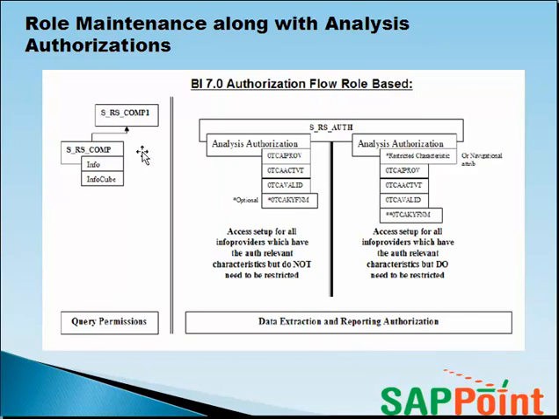But for query purposes, we still need S_RS_COMP and S_RS_COMP1. And the prerequisites, we know that these three characteristics have to be made authorization relevant. Optional ones are the key figure characteristics and the navigational attribute characteristics.